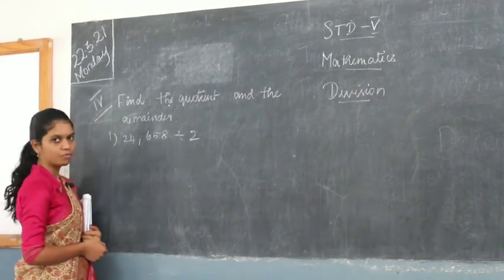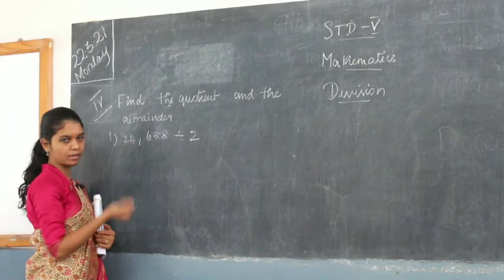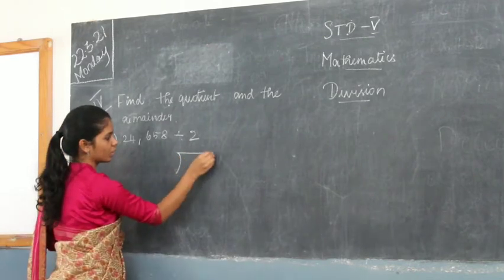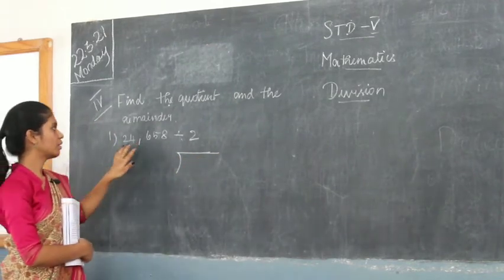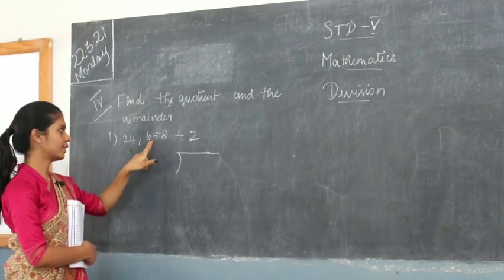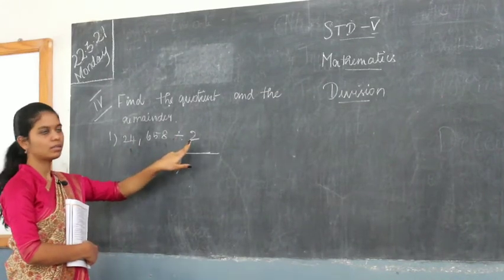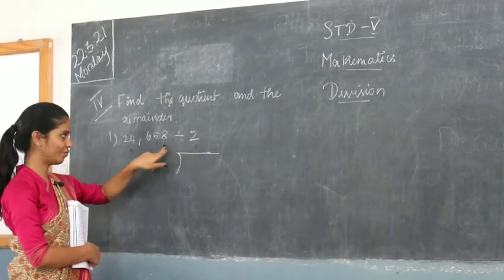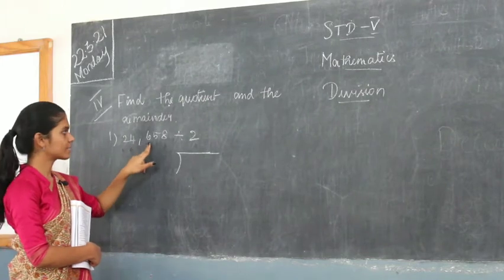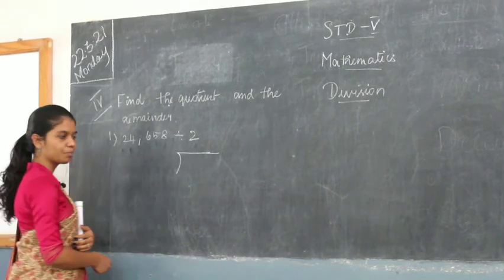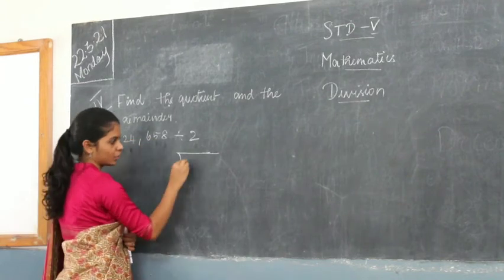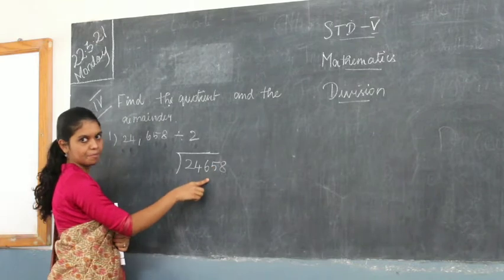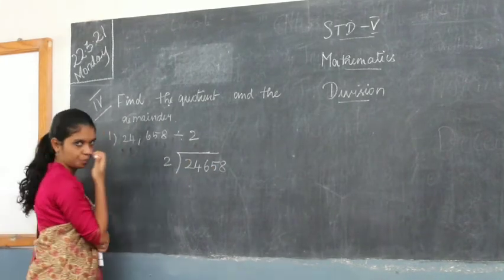Okay. So first, whenever you want to divide, you should put the division table. And look at this number: 24,658 divided by 2. So 2 is the divisor that you are going to use to divide 24,658. What you should do is write this dividend, 24,658, inside and 2 outside.